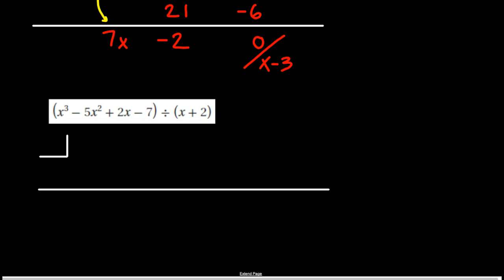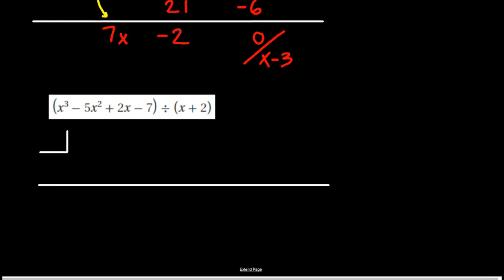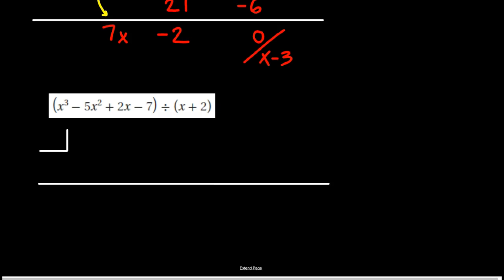What number goes in the little box here now? Negative 2, because that's what makes the stuff that you're dividing by equal 0. And it has to be linear, so put negative 2 in the box. And then write your coefficients out. This is a cubic, so we're going to have 4 of them. There's always one more than the degree.